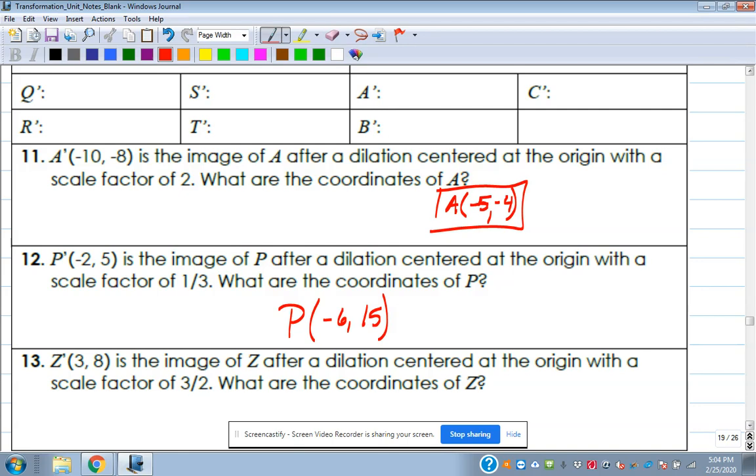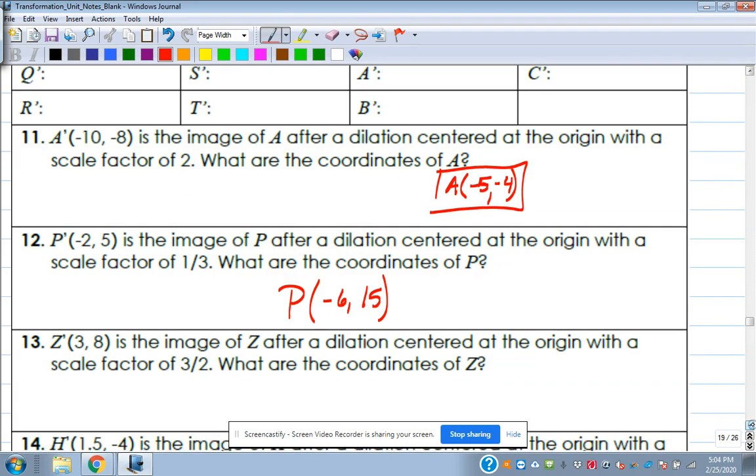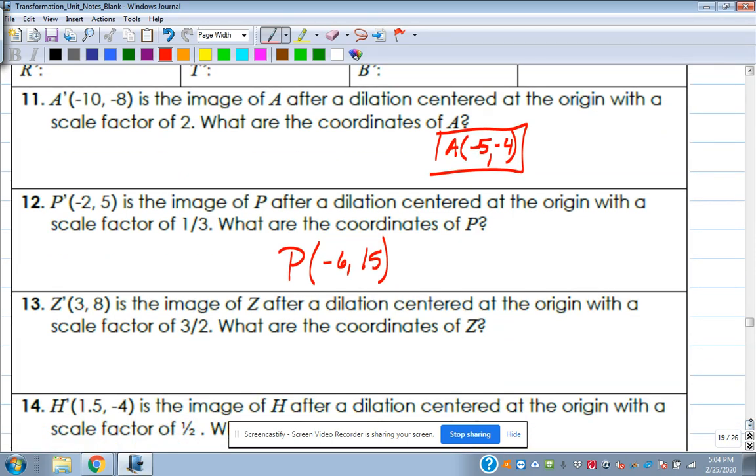Is number 13 an enlargement or a reduction? Why? Yeah, it's 1.5, so it's bigger than 1. So that is an enlargement. So the same idea though. If you've got the image, you want the pre-image ordered pair. What is the pre-image ordered pair for Z?